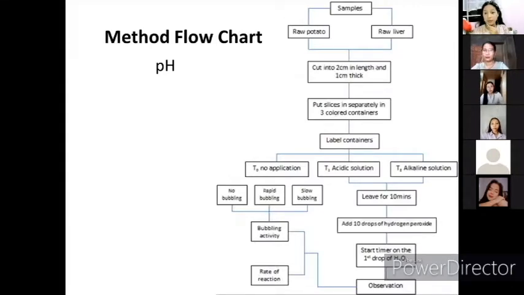Here is the method flow chart per pH. We started with the samples, which are the raw potato and raw liver, where we cut them into 2 centimeters in length and 1 centimeter thick. Put slices separately in 3 colored containers, then label the containers with T control, T1, and T2. In T control, we just put the raw liver and the raw potato only.